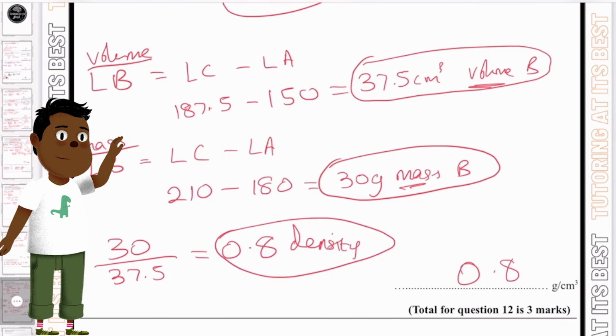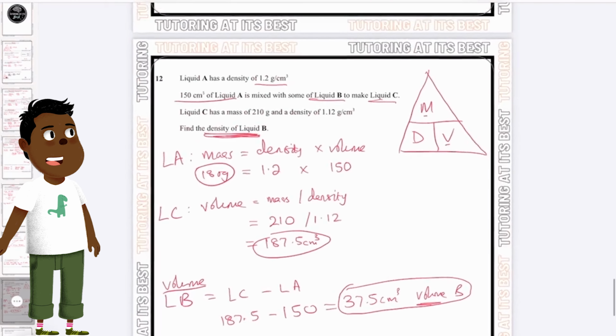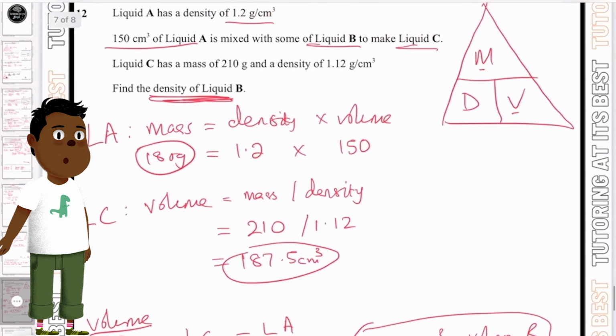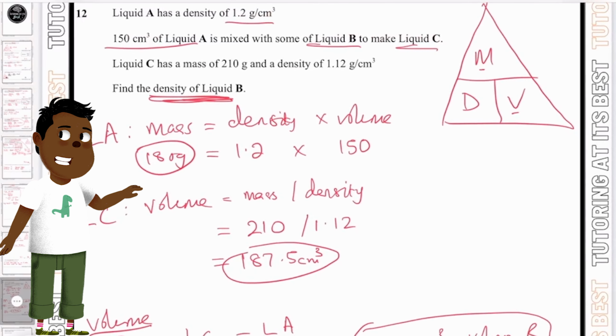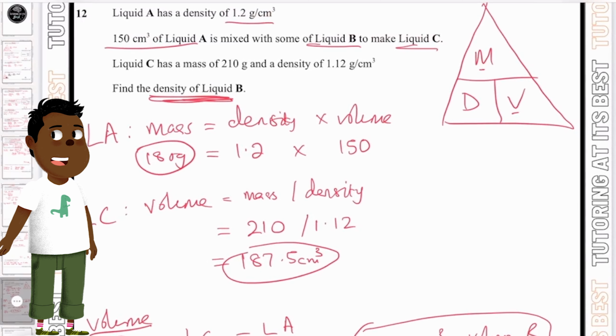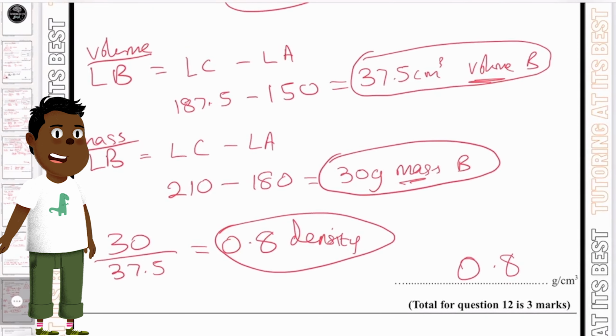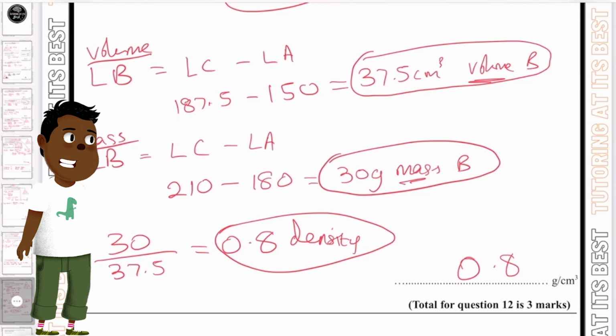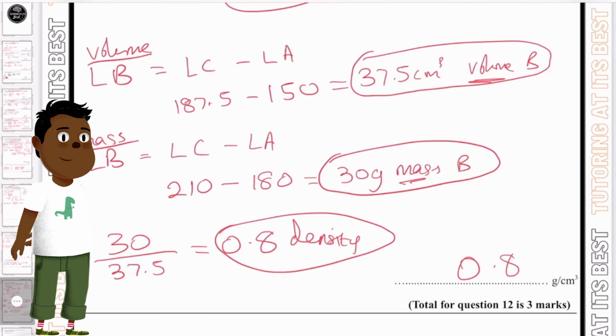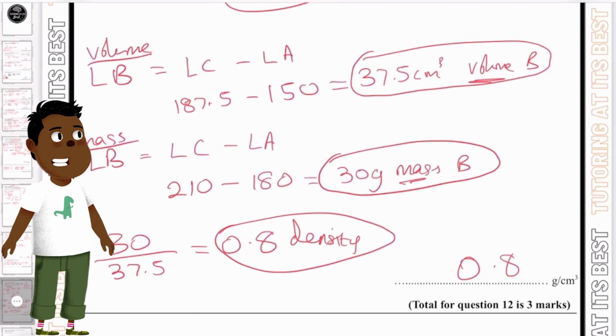So let's go ahead and recap what we've done here. We've gone ahead and calculated the mass for liquid A and the volume for liquid C. And now we have all three parts for each specific liquid. Once we've gone ahead and done that, we can subtract liquid A from liquid C, which then would allow us to calculate what is left over for liquid B before then calculating its density.